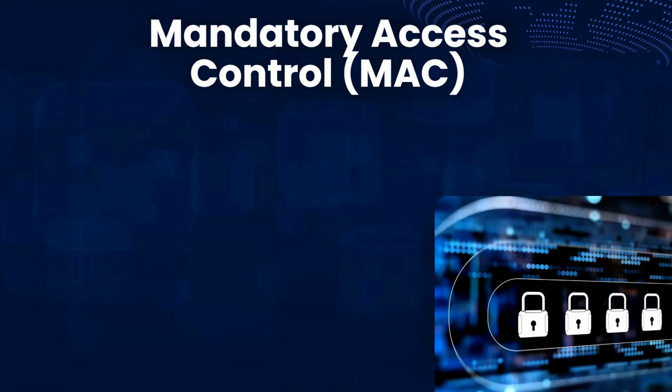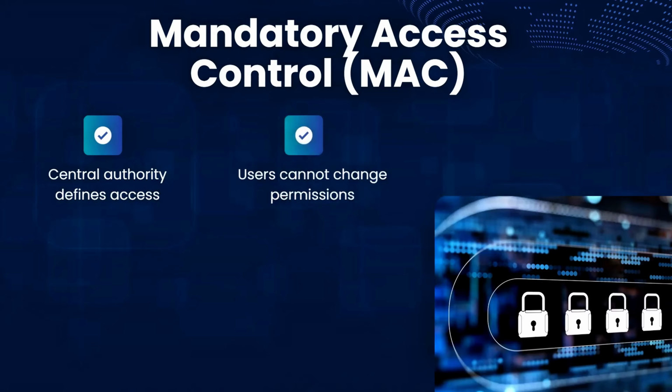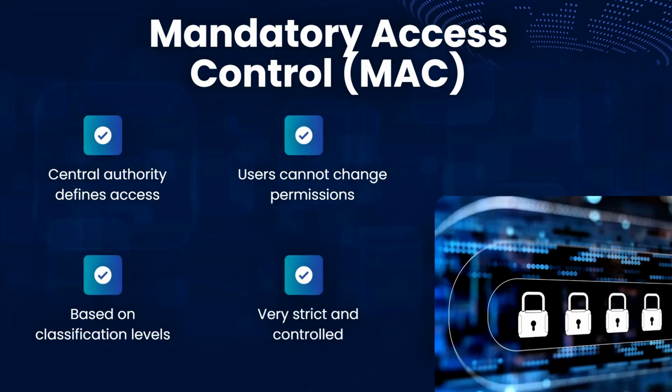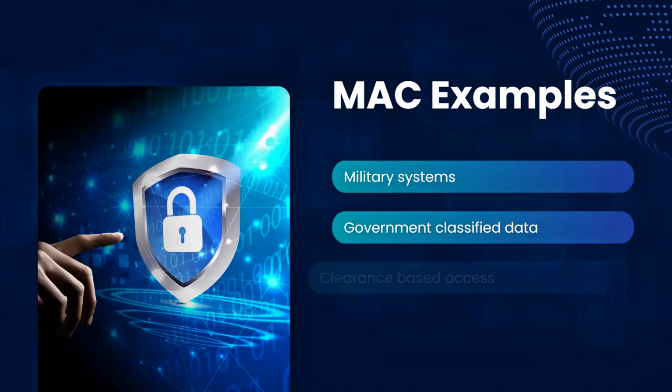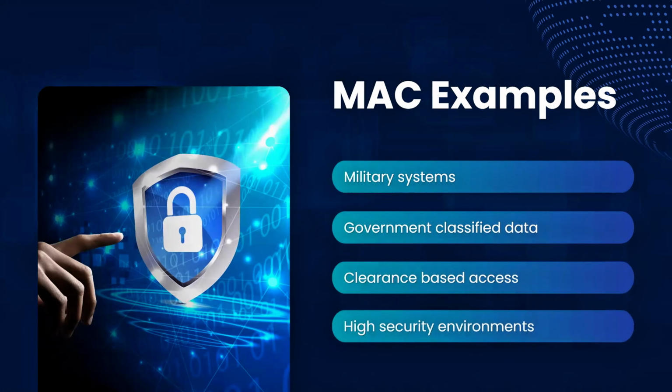The second one is MAC, which is Mandatory Access Control. Note that this is different from the MAC in MAC address. Now, MAC enforces strict and centralized control. In MAC, a central authority defines access rules. Users cannot change permissions. Access is based on classification levels, and it is very strict and tightly controlled. What are MAC examples? MAC is used in high security environments. We can see it in government classified data, clearance-based access, and environments with strict compliance needs.